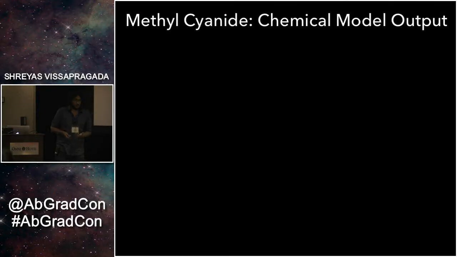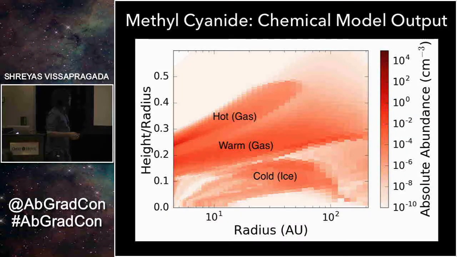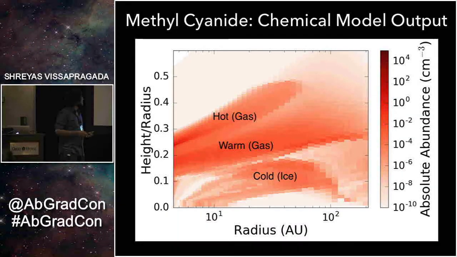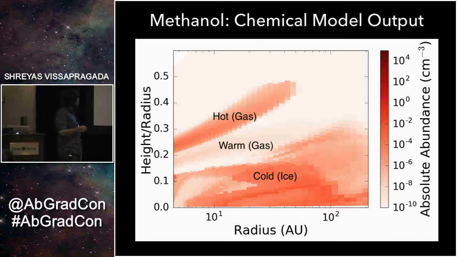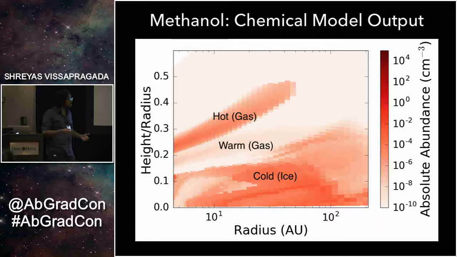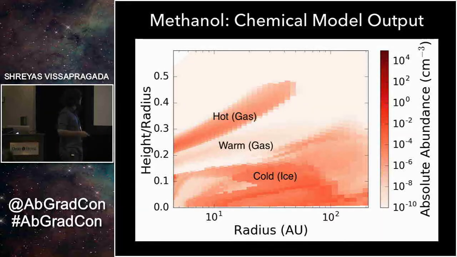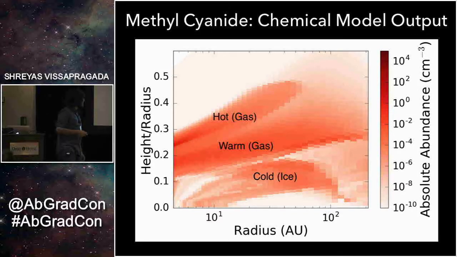But we can play the same game for other complex organics, right? So we did the same thing for methyl cyanide. Same physical structure, same chemical model, et cetera. And this is what the chemical model output looks like for methyl cyanide. You can see it's markedly different than the methanol story. Whereas with methanol, we had a lot of stuff forming on ices and photodesorbing or reactively desorbing off of the ices, with methyl cyanide you see that there's a lot of methyl cyanide gas up here in the disk atmosphere. So there's a lot of methyl cyanide forming in the gas phase.